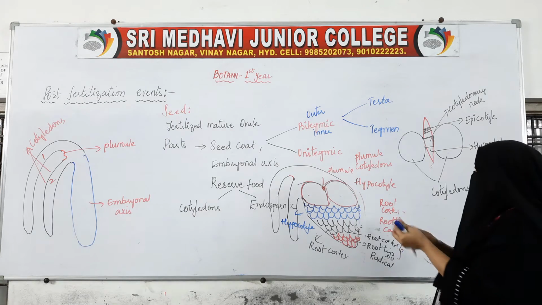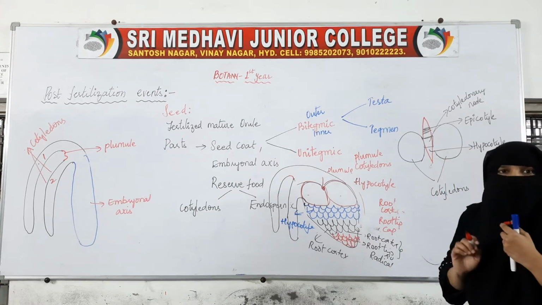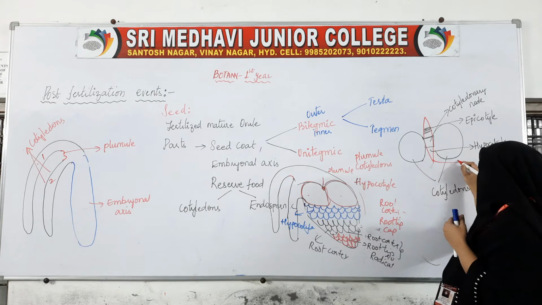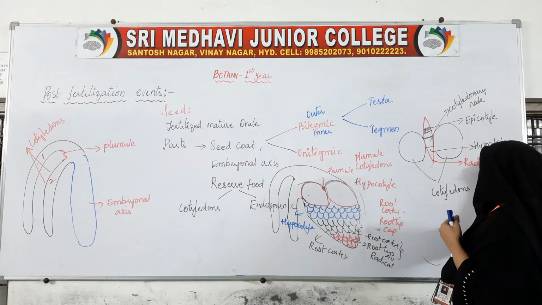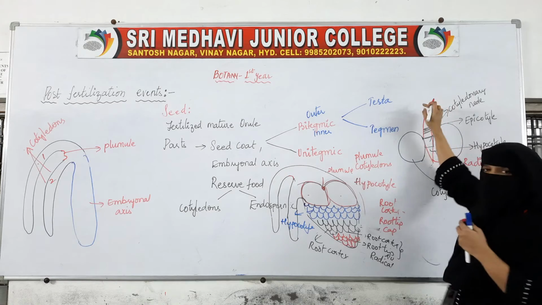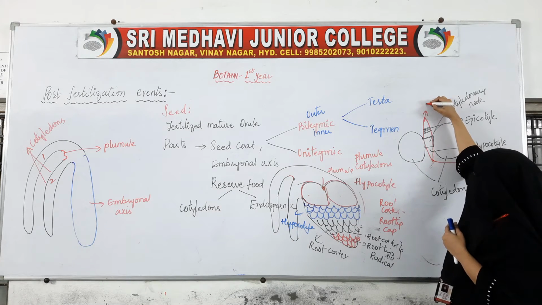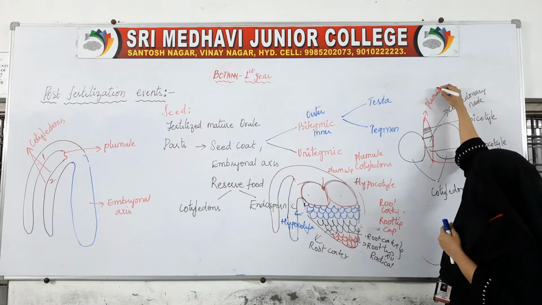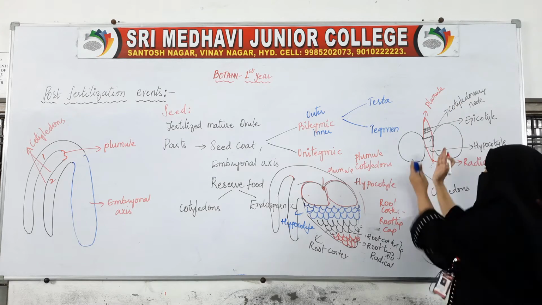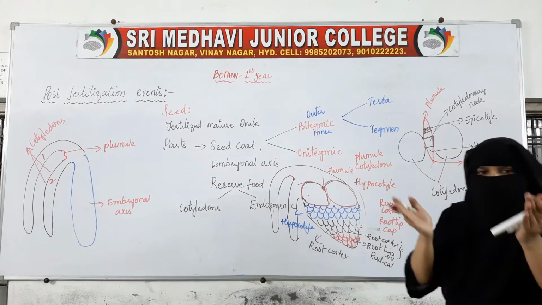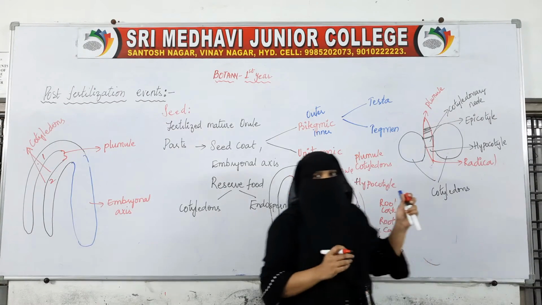Okay, and this tip which is towards the micropylar end forms the radicle, and this tip which is towards the chalazal end will form the plumule. So this is the embryonal axis which is enclosed in the seed.